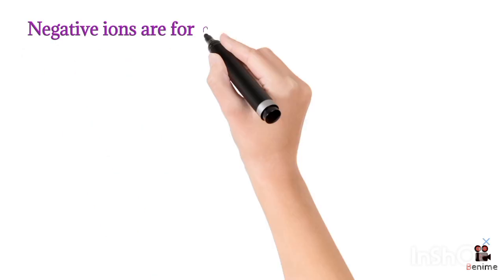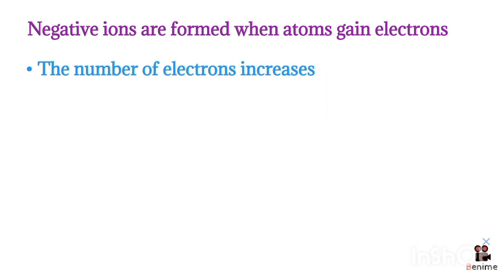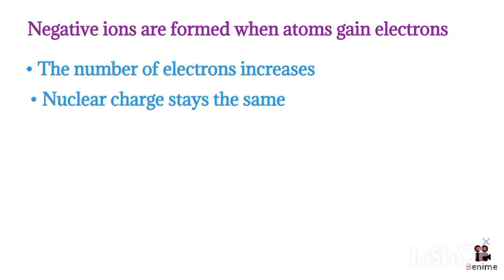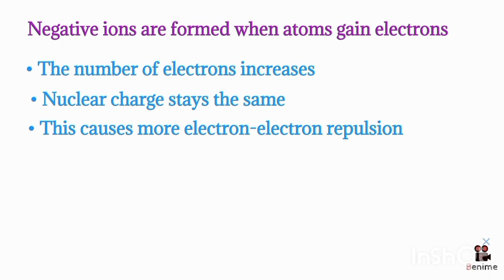Now let's look at negative ions. Negative ions are formed when atoms gain electrons. For example, chlorine gains one electron to become Cl⁻. When extra electrons are added, the number of electrons increases, but the nuclear charge stays the same. This causes more electron-electron repulsion.